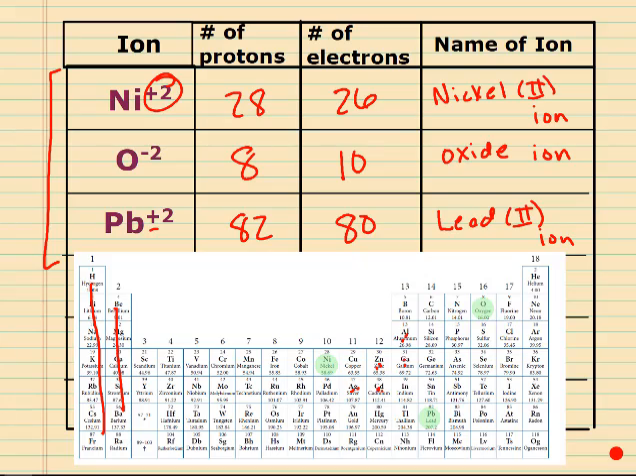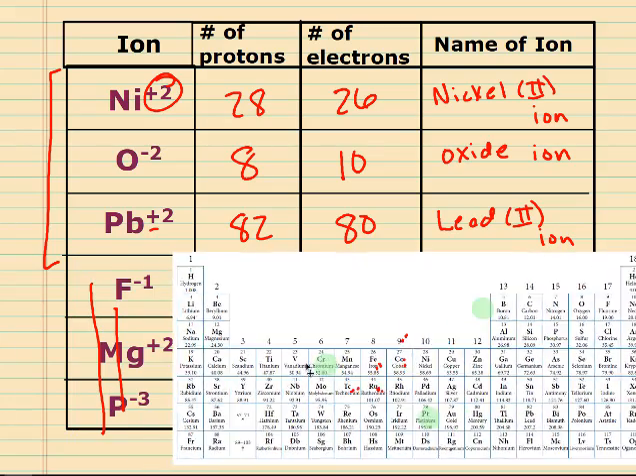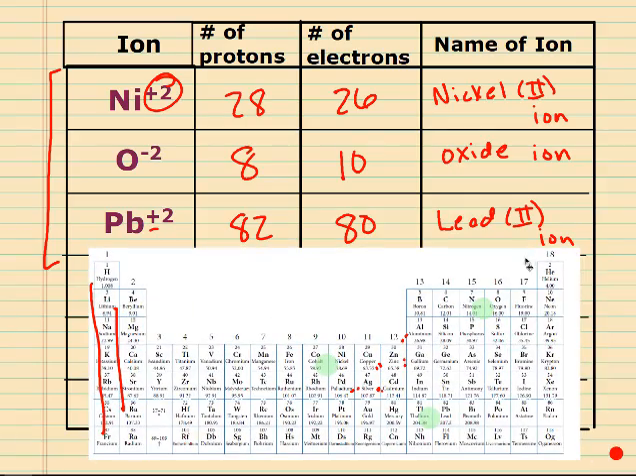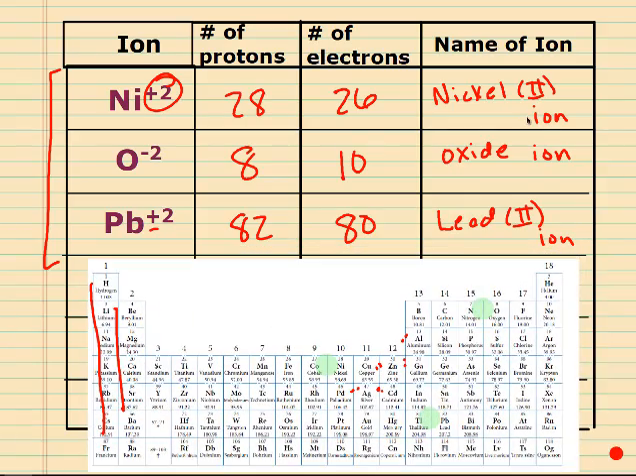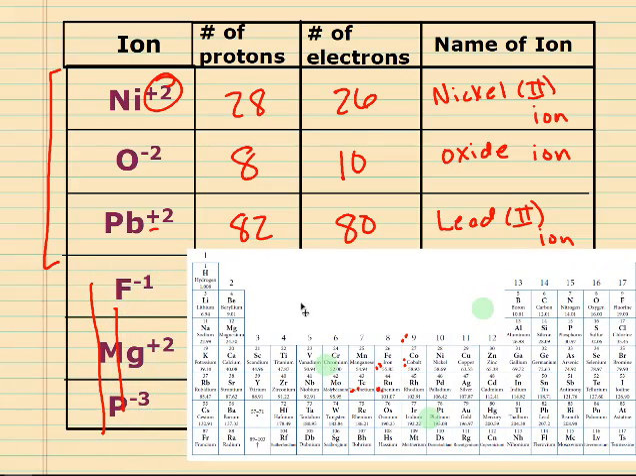So all these with Roman numerals can have multiple charges. Lead can be a 2. Lead can also be a 4. Nickel can be a 2 or a 3. So any of the ones that we're using Roman numerals for, it's because the charge changes. Go ahead and pause the video and do these next 3 on your own.